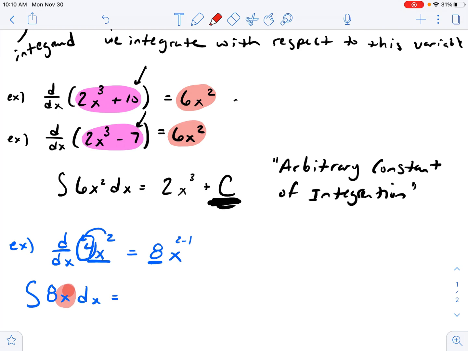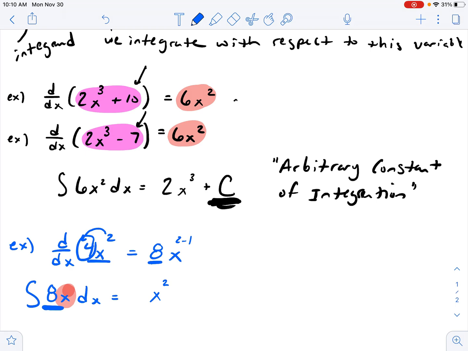Adding 1. So here's how I integrate. I basically focus on x to what power? That's x to the first. So that's going to give me an x squared. Now, what would I need in front here so that when I take the derivative I get an 8? Well, a lot of you probably can tell it's 4.